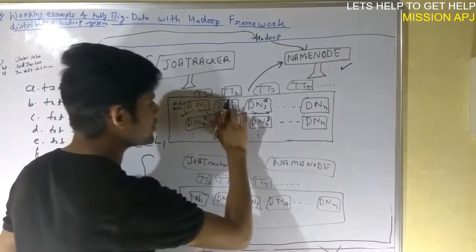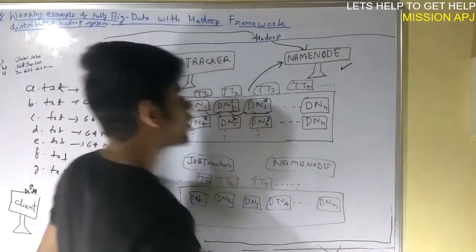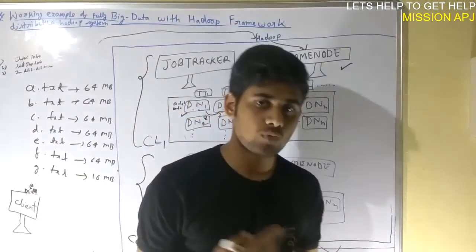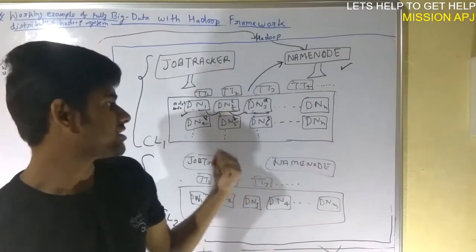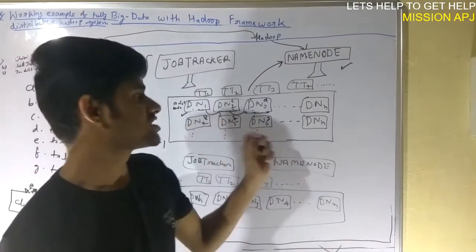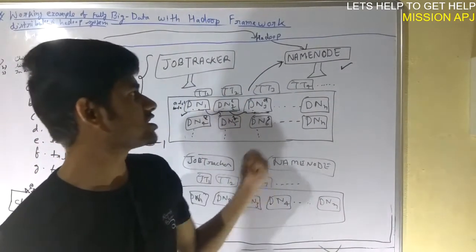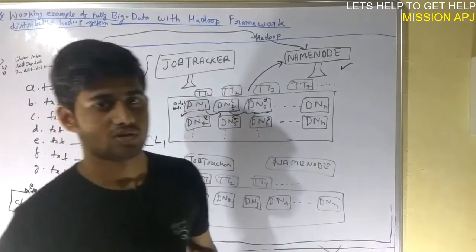Similarly, data node 2's copy is stored in some other data node. Two more copies of data node 3 have been stored in data node 4 and data node 5. In this way, each data node has three copies at a time. That information is also stored in the name node.